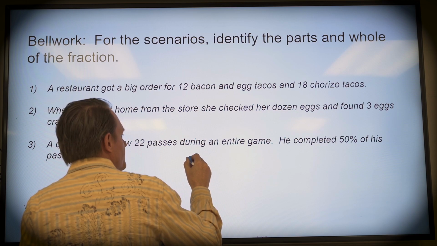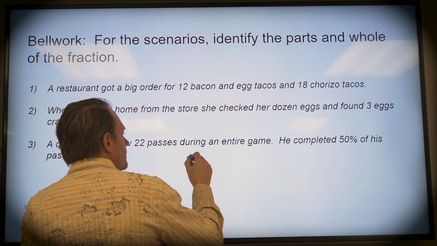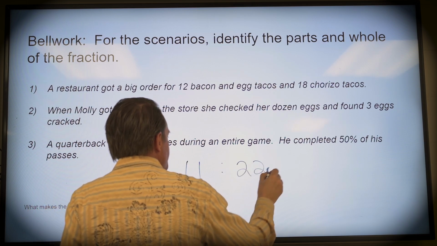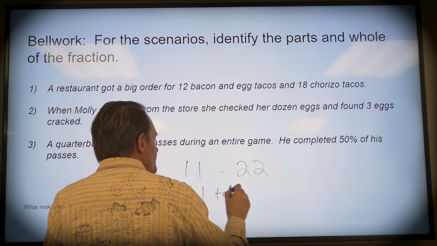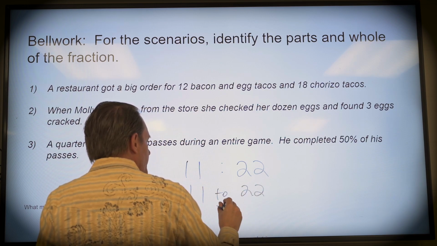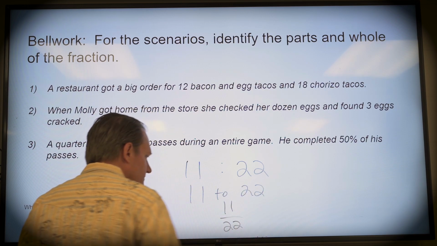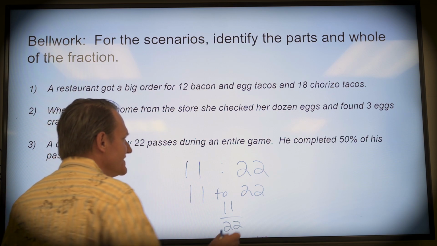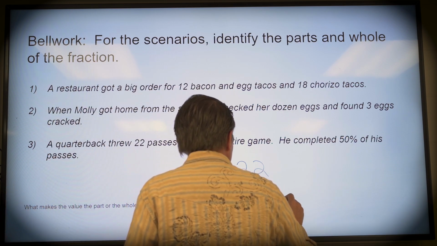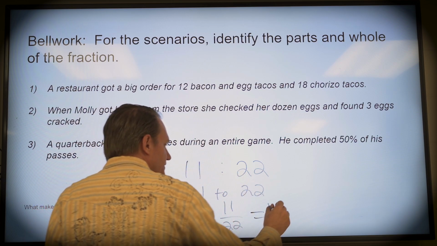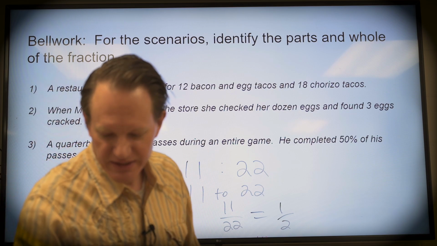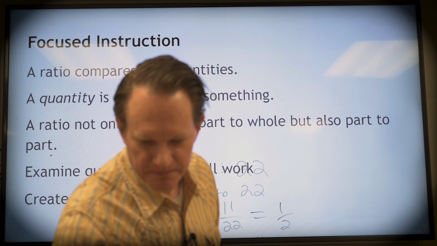So if we were to do completed to total, completed 11 to 22. Or you can say 11 to 22, or you can say 11 over 22. Just like that. You could also go in and reduce it. Yes, he completed 50%. If you reduce 11 over 22, that's going to give you 1 over 2. That's going to give you a half right there. Let's see what else we got here.